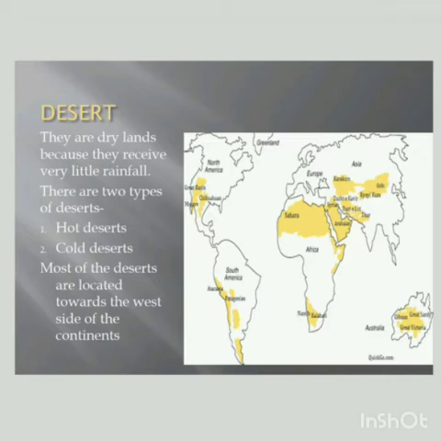Now, look at the map which is given at the right hand side. In all the continents, you might have observed that the desert area is towards the west side of the continent. You can see the yellow part in the map.